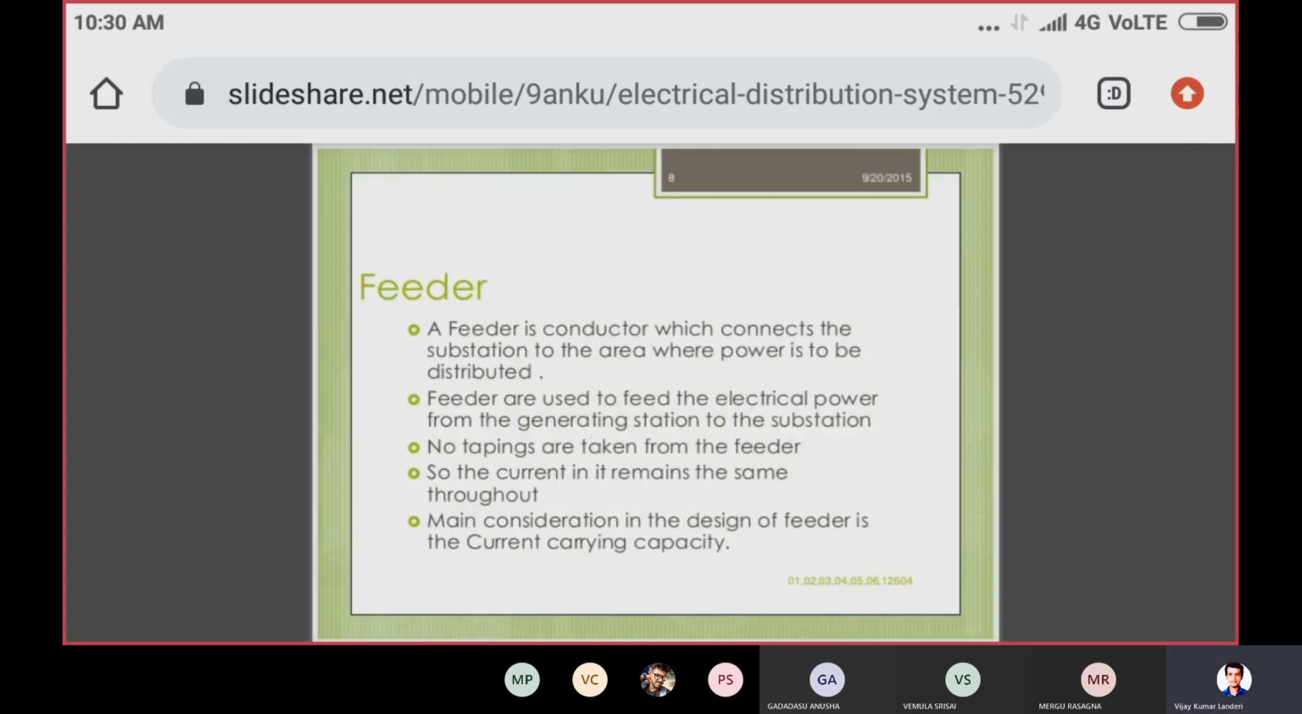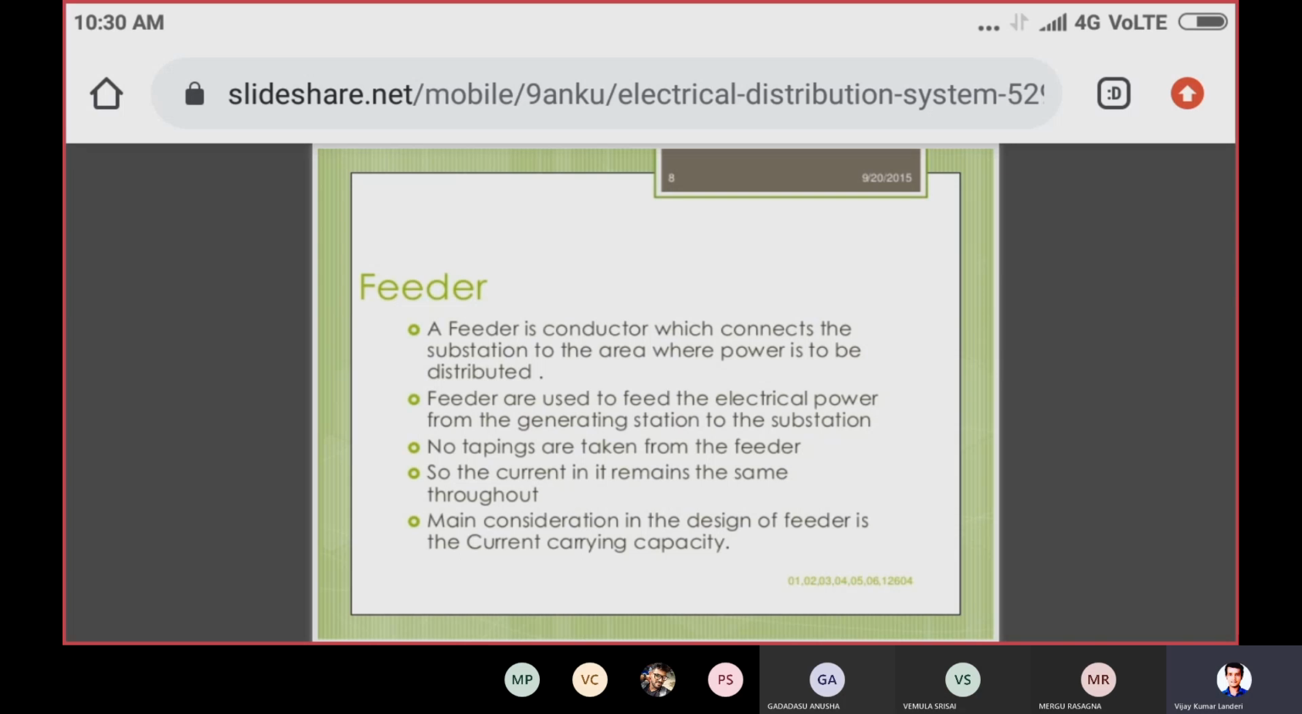Now, coming to the definitions used in the distribution system. The first one is a feeder. So what is a feeder actually? A feeder is a conductor which connects the substation to the area where the power is to be distributed. So the feeder is nothing but a conductor, just like any other conductor.